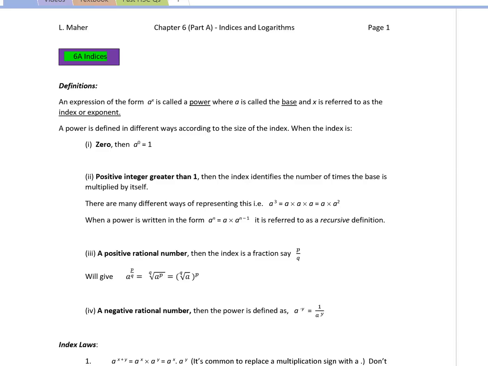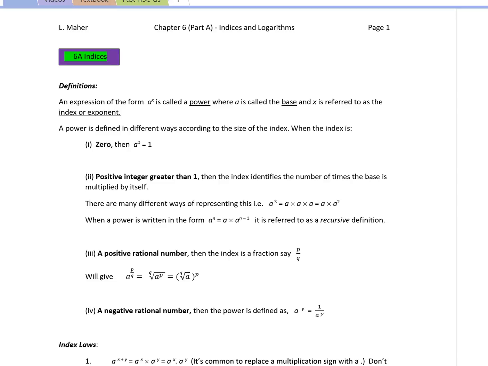Exercise 6A is really about establishing some definitions for indices. Now, much of this you will have come across before, but in terms of formal definitions, there may be some new content here, and I'll then just finish off this exercise with a couple of important notes to make. So let's get started with a basic definition for an expression involving an index.